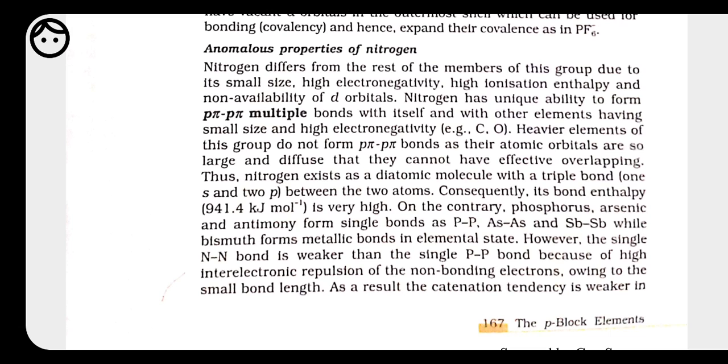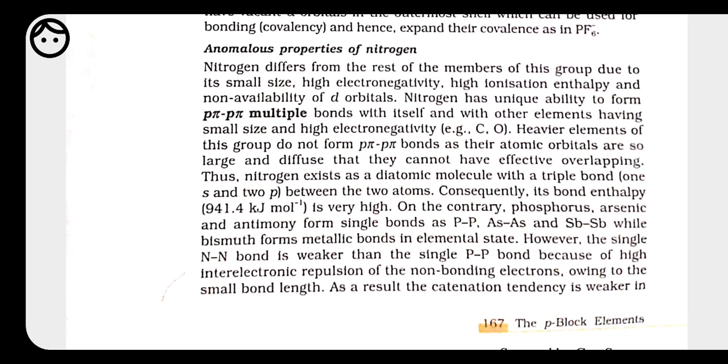Like nitrogen, it has unique property. We have also done that it has the ability to form p pi bond with itself, and with elements having small size and high electronegativity. So the multiple bonding in nitrogen occurs because of the small size. Nitrogen forms a diatomic molecule as N2. Phosphorus, arsenic, and antimony form tetrahedral molecules in their elemental state with the formula E4.